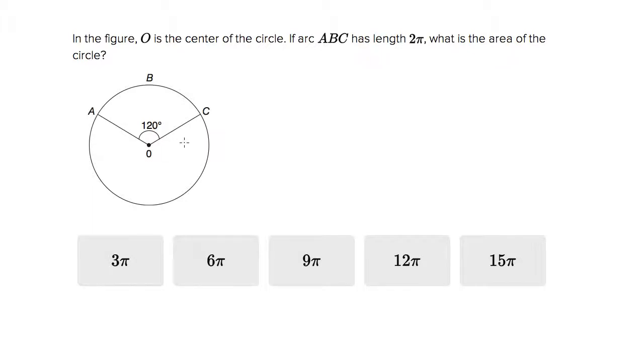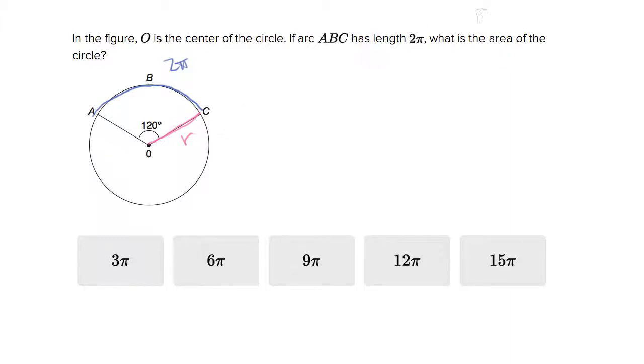So it's a circle. They tell us arc ABC has length 2 pi. So I'm going to draw that in and just write in the 2 pi that we know. I'm also going to write in, let's name the radius. So OC, that's a radius, right? I'm going to call that R.